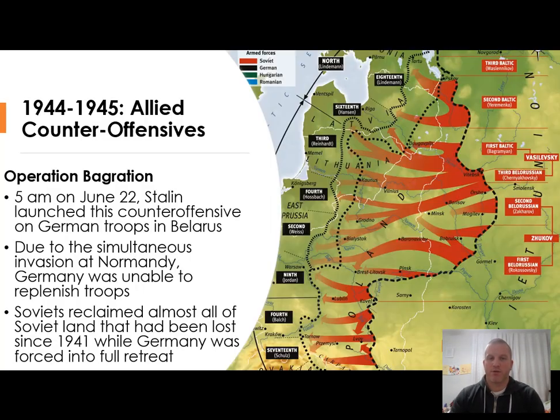One thing that's not often taught in histories on World War II is what the Soviets are doing on the Eastern Front. They have this counteroffensive called Operation Bagration. Operation Bagration is set for June 22nd, which is the same date Hitler invaded. So I don't know if this is just the Soviet Union using their sense of humour. They push back on the German lines and put a lot of pressure on them. Due to the simultaneous invasion at Normandy, Germany were unable to replenish their troops on the Eastern Front.